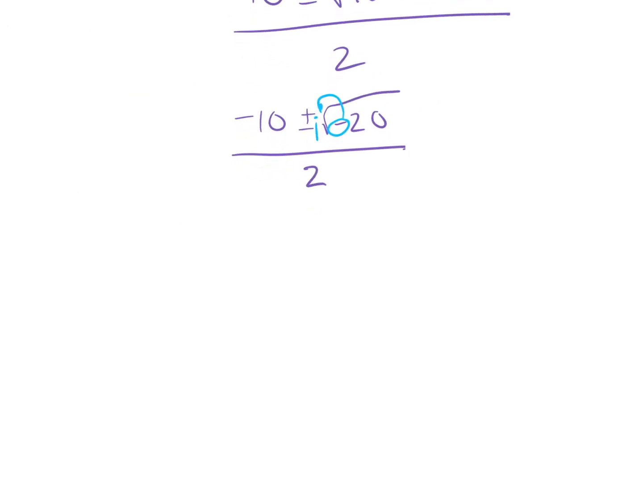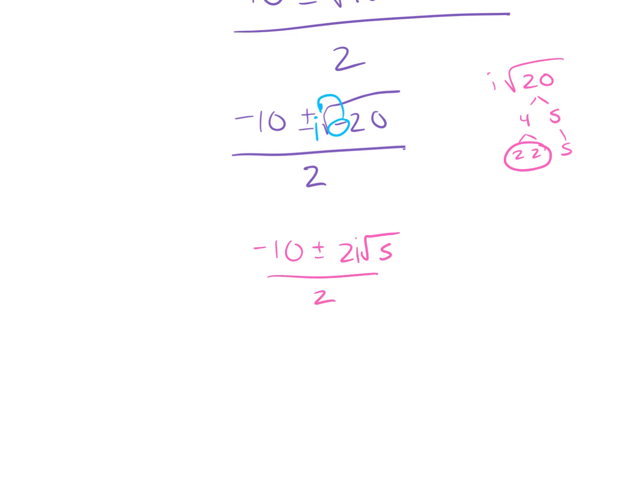We can keep simplifying by simplifying the square root of 20. What are two factors of 20? 4 and 5. Two factors of 4 would be 2 and 2. So I circle my group of 2's. That comes to the outside, and I'm left with 5 on the inside. And then I can divide everything here by 2. Divide all the whole numbers by 2. So it'd be negative 5 plus or minus i square root 5 over 1, which would just be this, which matches answer choice A.